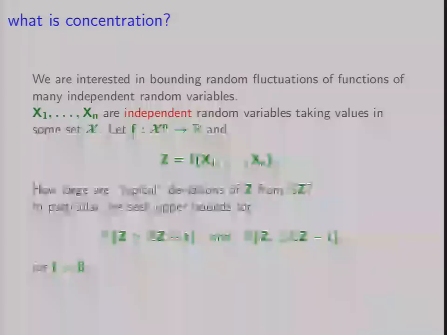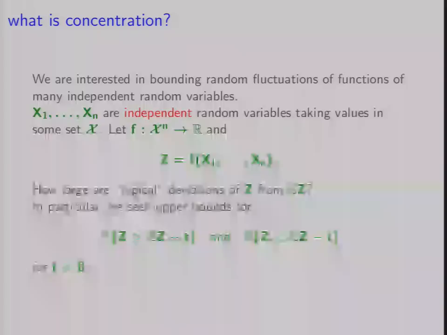Concentration inequalities will show us that under very nice general conditions, we can guarantee that the difference is not big. If we have a big complicated function of independent random variables, then it will behave as expected, with high probability. The law of large numbers just tells us that this is the case when f is a sum or an average. But what happens when we have something more general?